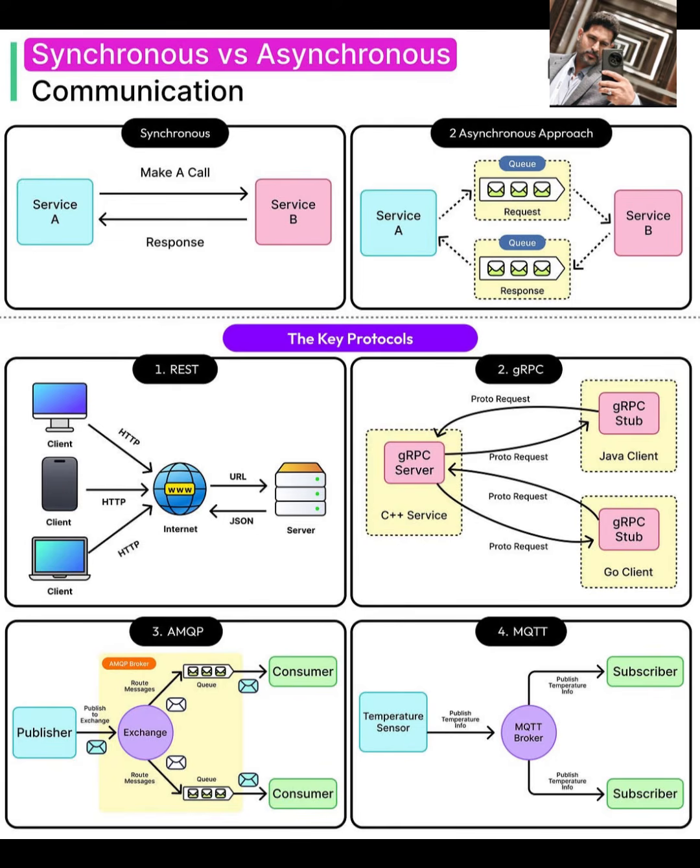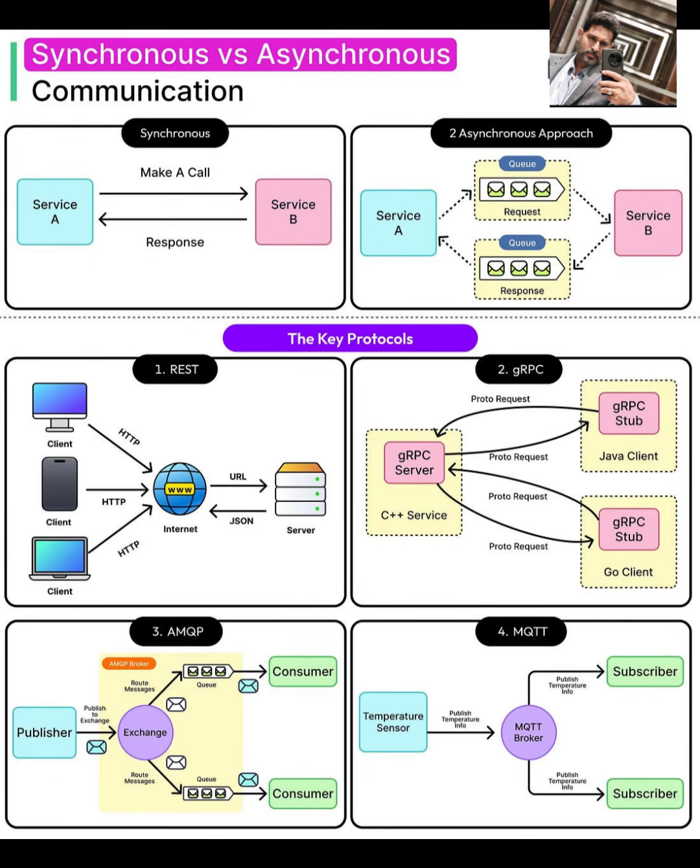Fourth, MQTT, Message Queuing Telemetry Transport. This is another lightweight protocol often used for asynchronous communication, popular in IoT, Internet of Things. It uses a publish/subscribe model. A sensor or device, the publisher, publishes data, like temperature info, to a topic on an MQTT broker. Other systems or devices, the subscribers, interested in that topic receive the data via the broker. It's efficient for broadcasting information to many interested parties without direct connections.